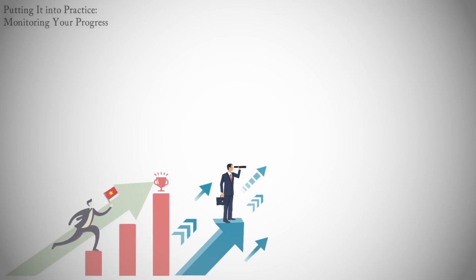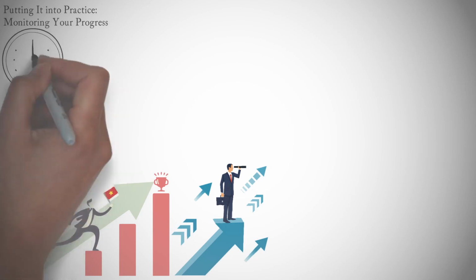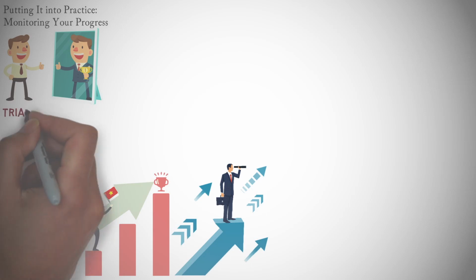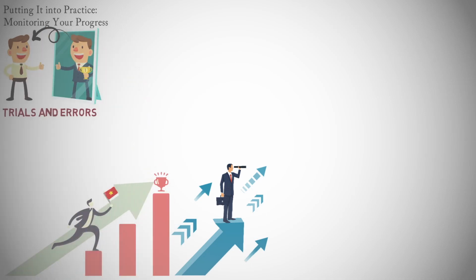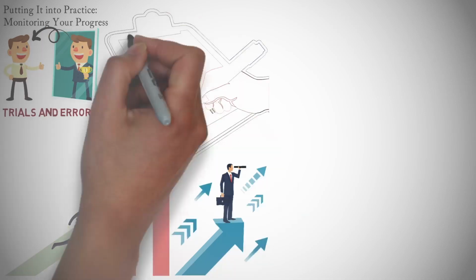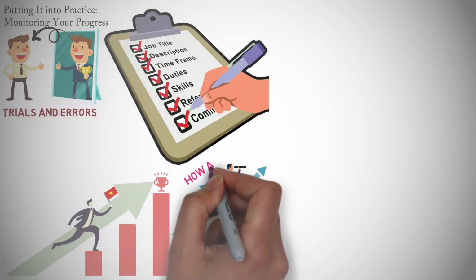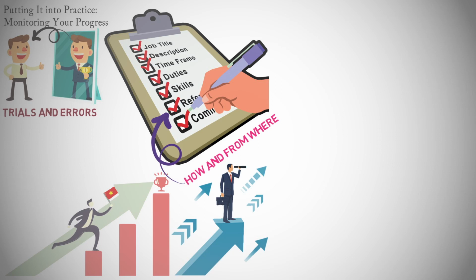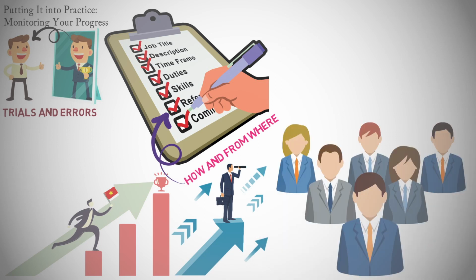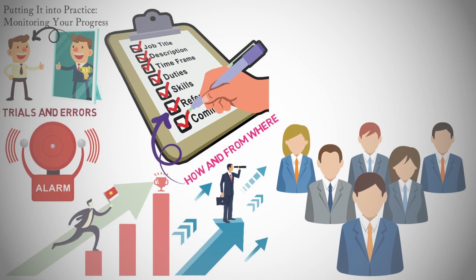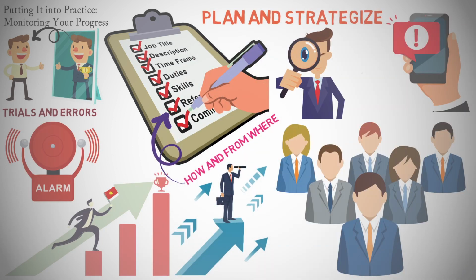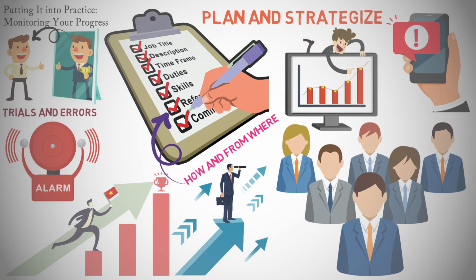Putting it into practice, monitoring your progress. Set a specific time period for your self-assessments, including various trials and errors. Reflect and consider all the information and the resources for assessing yourself: how and from where you will be getting that information. Also determine if you need the help of an expert. Use various tools like alarms and notifications to help you plan and strategize. Think and focus on the goal and how much more you need to do to achieve it. Keep yourself motivated.